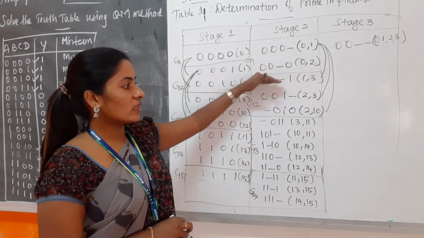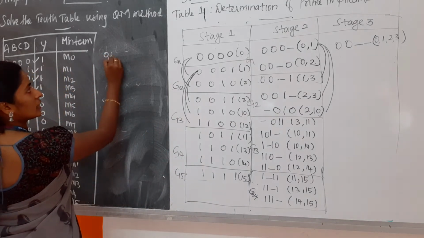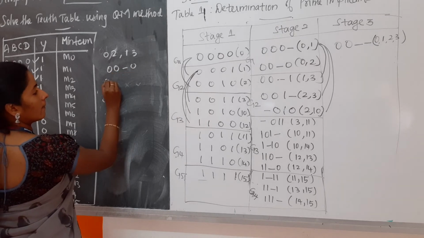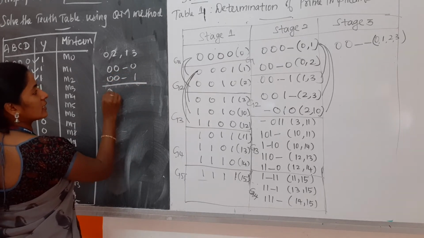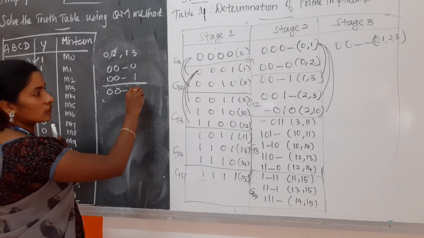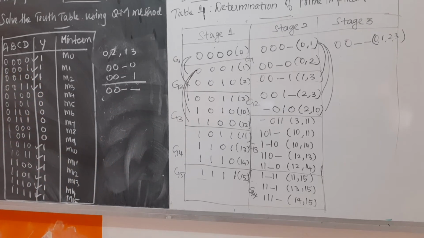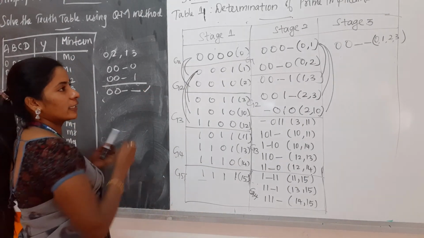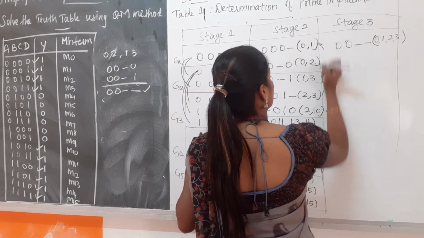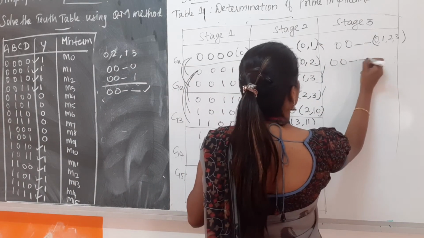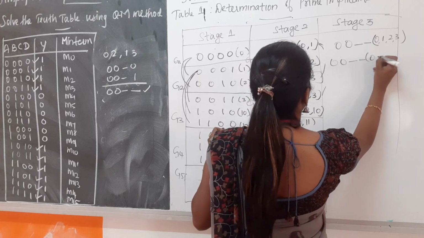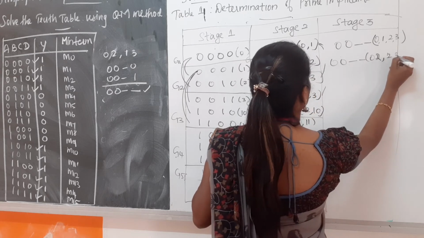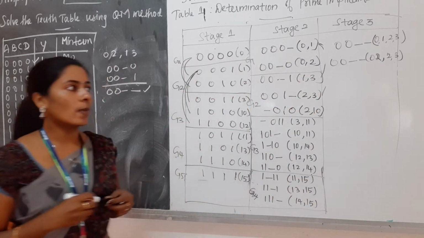Next I will compare 0 2 with all these three. So first 0 2 with 1 3. I got 0 0 dash dash. I got 2 dashes, so this can be written in stage 3. So I am writing 0 0 dash dash. This I got from 0 1 comma 2 3, and 0 2 comma 1 3.